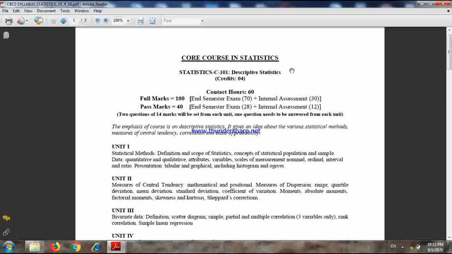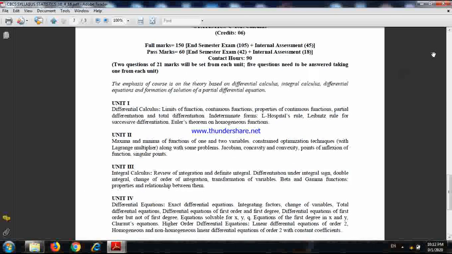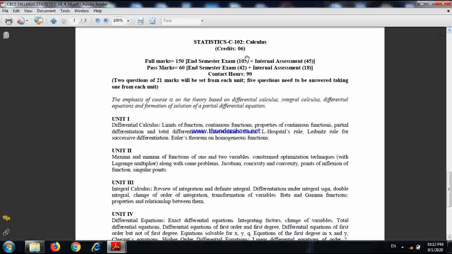First of all, let us have a glimpse of your syllabus. In your syllabus, in statistics, in total you have 3 papers. Statistics C101, and it has credits 4. Then the Statistics C101 Lab, that means this is the practical based on paper 101, and the third one is the paper C102. So this is the calculus paper, the mathematics paper.